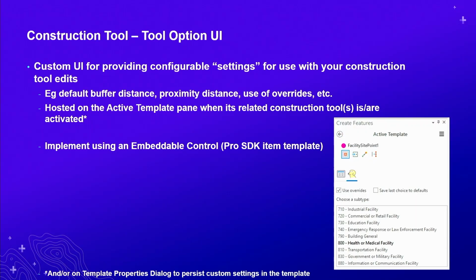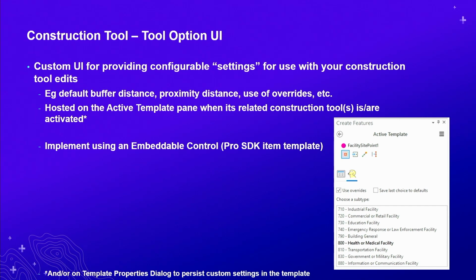All right, thanks, Nora. Let's take a look at tool options. So if you want the user to enter some options for your construction tool, for example, overriding an attribute or entering a distance for the buffer, as the case is in this example here, you can do that through a tool option UI.